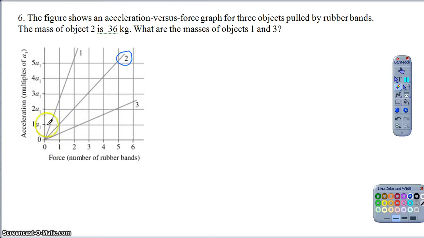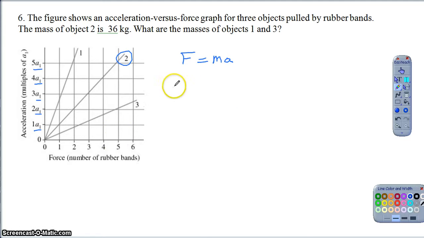Well, if I look here, right, they don't tell me the specific acceleration. They give me these kind of coefficients for A1. They just tell me it's multiplied by 5 or 4 or whatever. They do, however, give me the force, right, or the number of rubber bands here. Right, so really all I want to do to think about this is I'm going to think about my relationship in terms of force equals mass times acceleration.